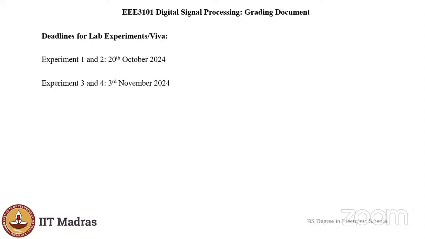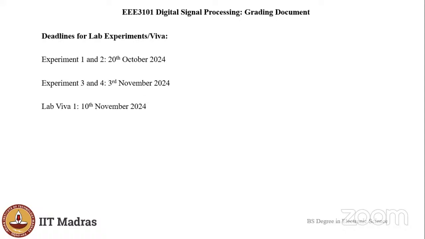Now, there are some deadlines for lab experiments. Experiment 1 and 2, the deadline will be 20th of October. So there is enough time, you can do it. I will also be helping you with what to do and how to do everything. I will be discussing it. Then experiment 3 and 4, November 3rd, 2024.